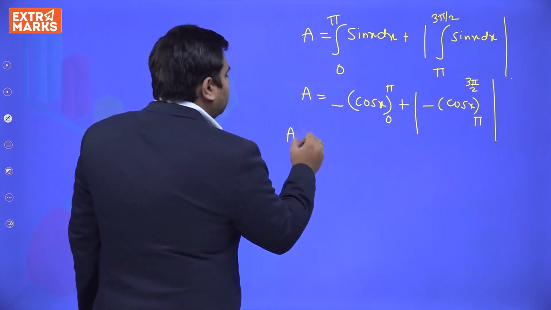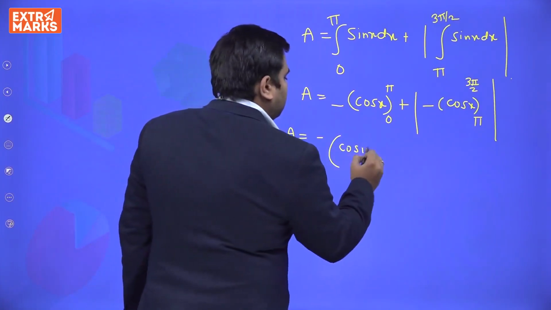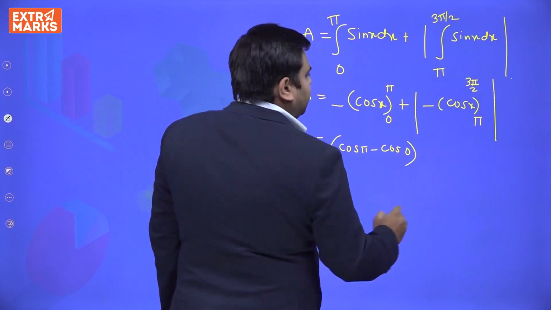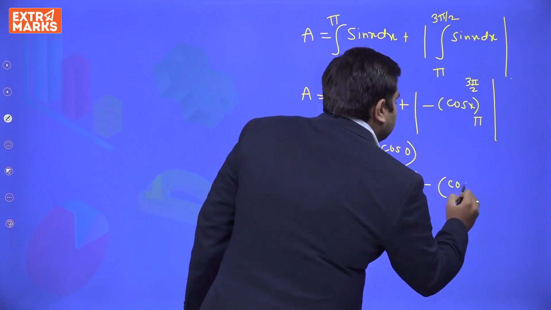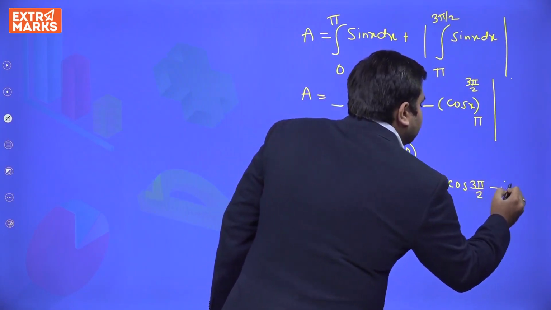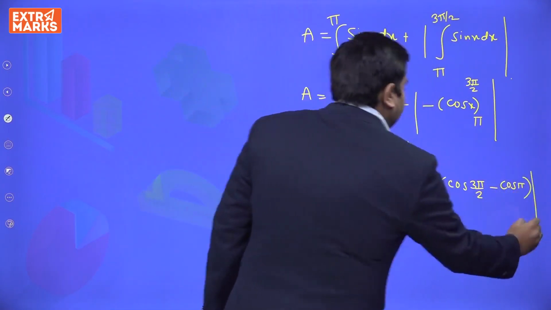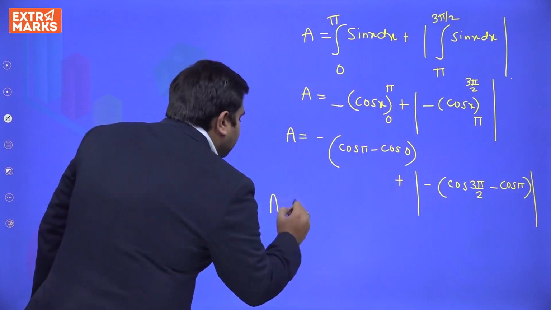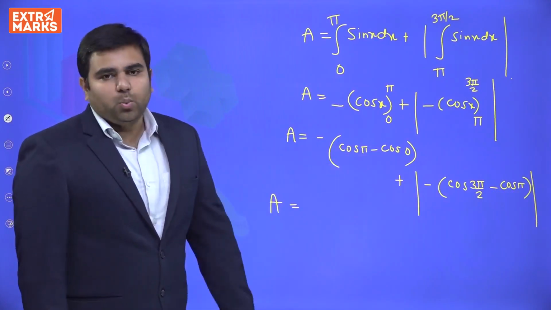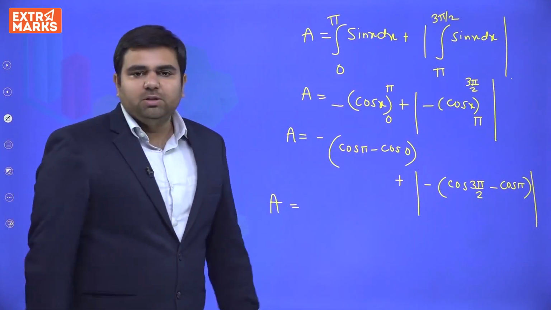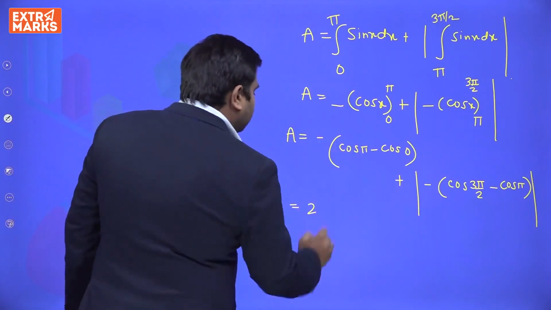So this will come out to be what? This will come out to be minus cos pi minus cos 0, right? Plus modulus of minus cos 3 pi by 2 minus cos pi, right? So this would come out to be, what is cos pi, students? Cos pi is minus 1 and cos 0 is 1. So minus 1 is minus 2 and minus minus is plus. So this comes out to be 2, right?